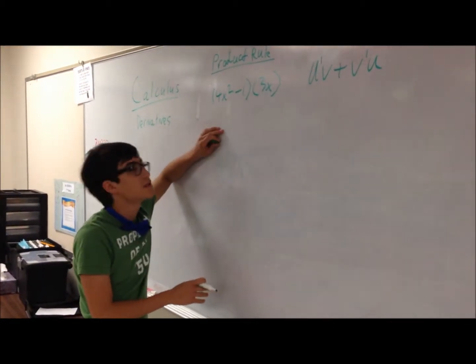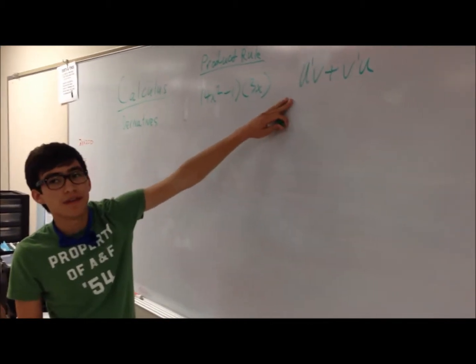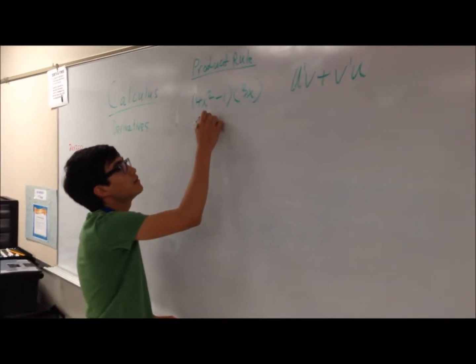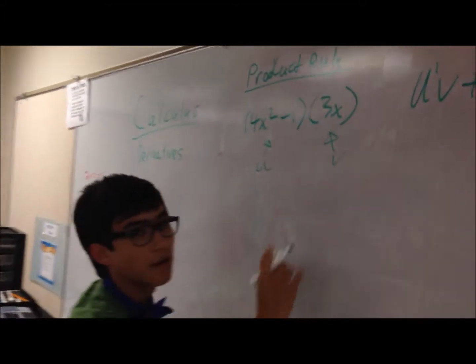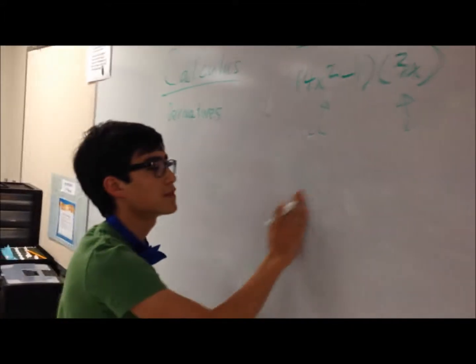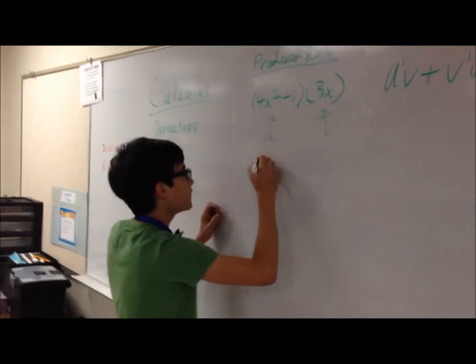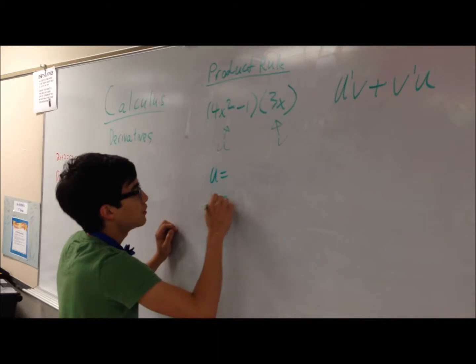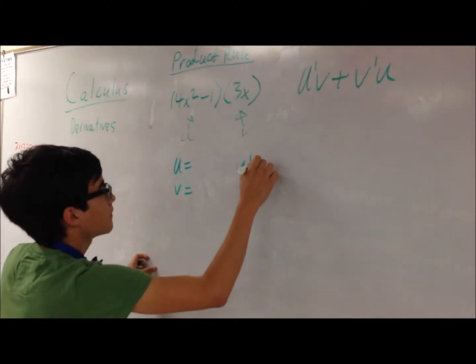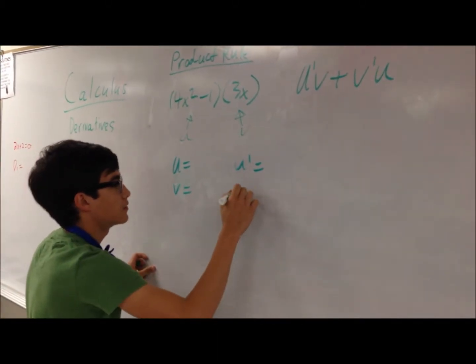Alright, so you have 2 functions here that are distinguished by the u and the v. This being u, and this being v. As you can see, it's 2 functions. So what we have to set up first is what u equals, what v equals, what u prime equals, and what v prime equals, with prime being the derivative of each.